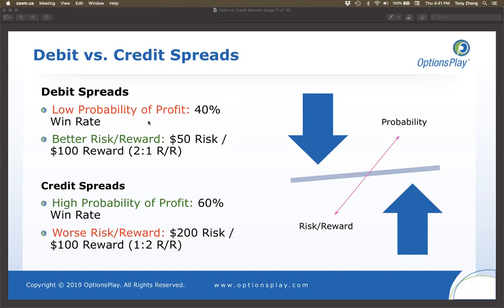Conversely, if you sell credit spreads, it's just the exact opposite. For every $100 in reward that you collect, or $100 in income that you collect, you might be risking $200 on the back end of that. But they have higher probability of profit. So you might win more often than not, but in the lower chances that you lose, you lose more money. So it's not like one is better than the other. I tend to get a lot of questions around which one's better. One is not better than the other. They're just different in nature. One has lower probability with better risk reward. The other one has better probability with lower risk reward.